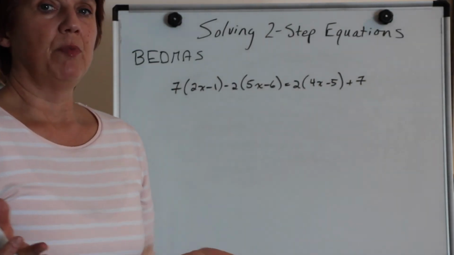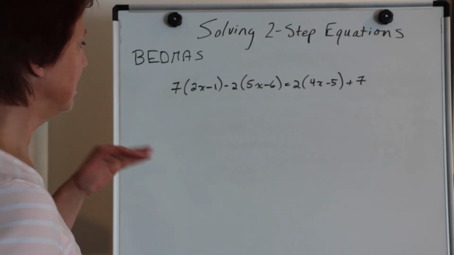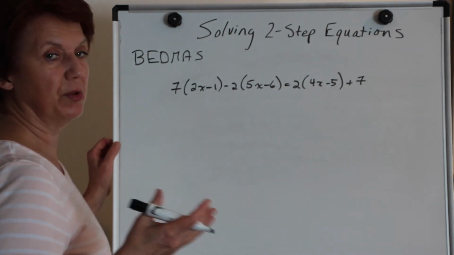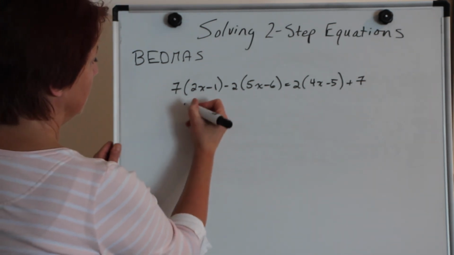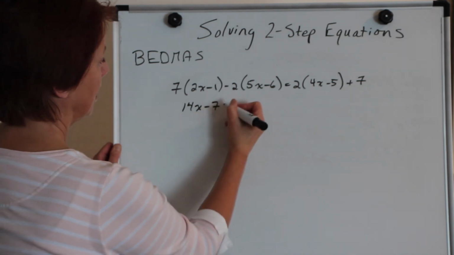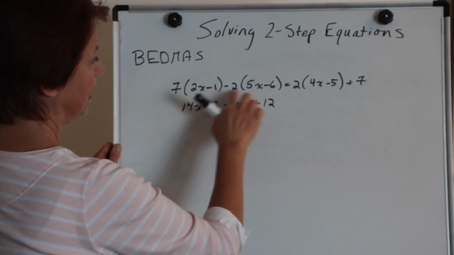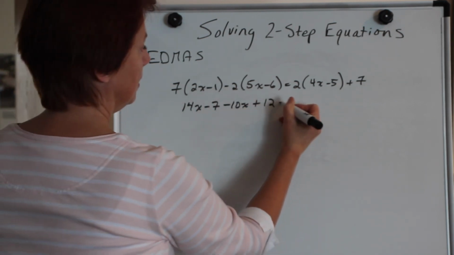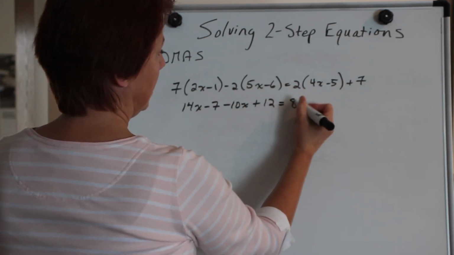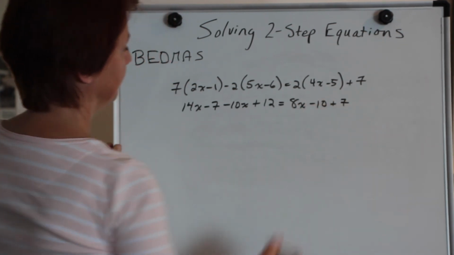Alright, so this one has 3 brackets. No problem, we can do this. Okay, so the method's exactly the same, except you have to distribute 3 times instead of 2. So we get 14x minus 7 minus 10x plus 12. Okay, a negative times a negative is a positive. Equals, those two make 8x, and those two minus 10 and plus 7.